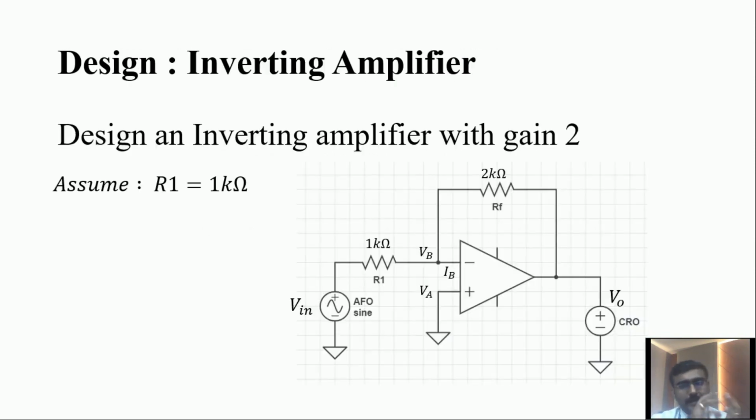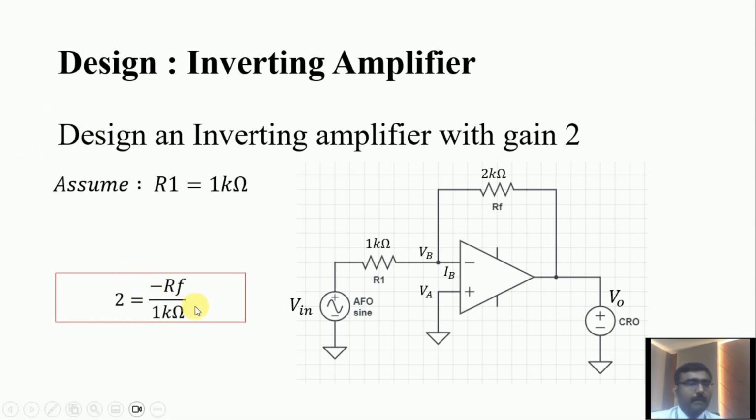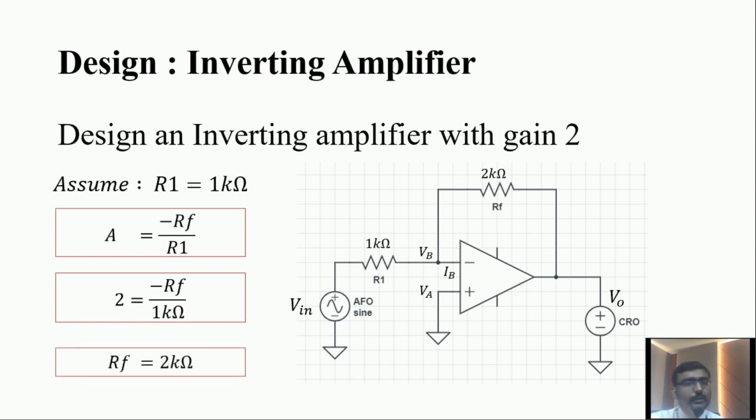Now, this is the practical approach. We are going to design an inverting amplifier with a gain of 2. Here I assume that R1 is equal to 1 kilo ohm. Already we know the gain of the amplifier: gain is equal to minus RF divided by R1. Here the gain is given. The gain becomes 2, which is RF divided by R1, and the resistor value R1 becomes 1 kilo ohm. That's why the RF value becomes 2 kilo ohm.